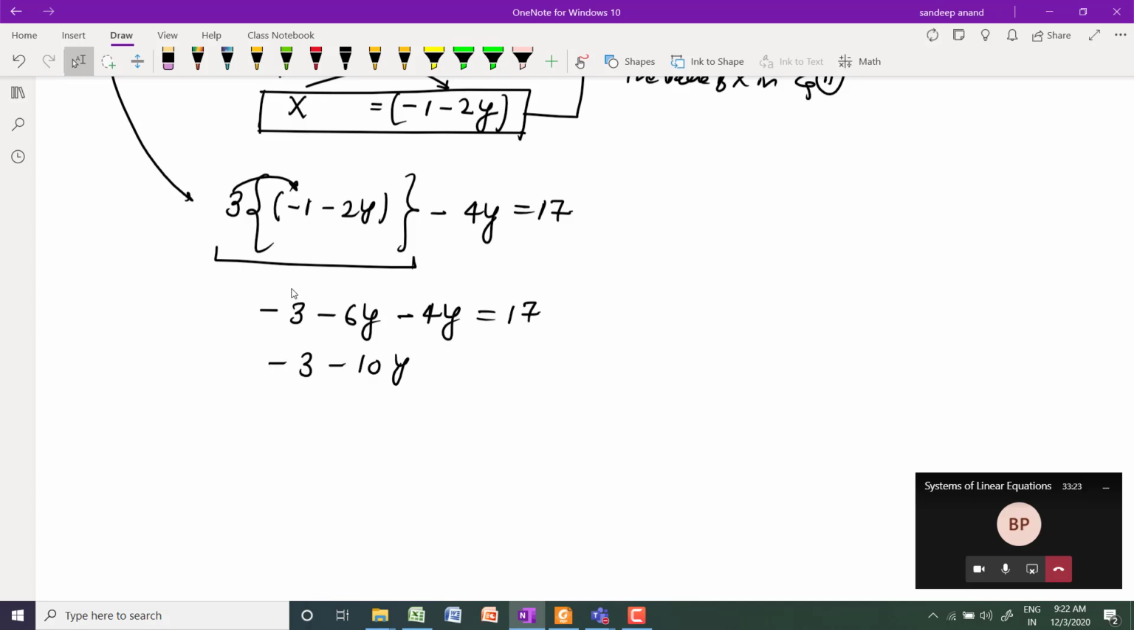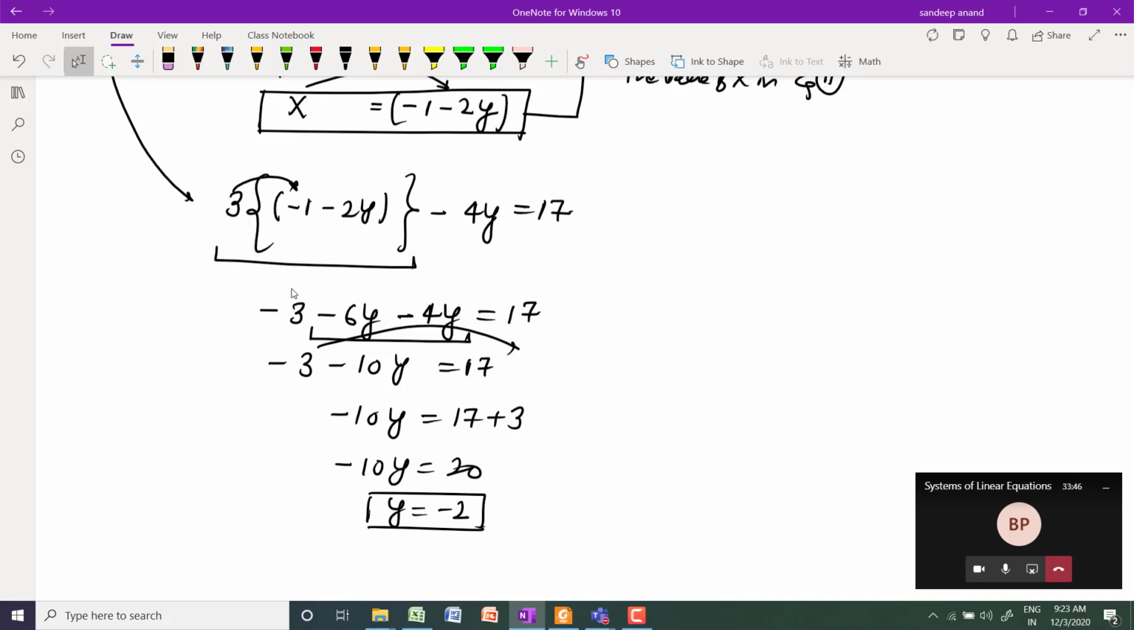Minus 3 minus 10y. Why minus? Because this is minus 6y minus 4y. Both have the same sign, so they must add. So minus 3 minus 10y equal to 17. Yes or no? Yes, sir. Now the calculation: if you transfer this value, you will get 17 plus 3. So minus 10y equal to 20. So y equal to minus 2. Okay, Vishwajit? Yes, sir.